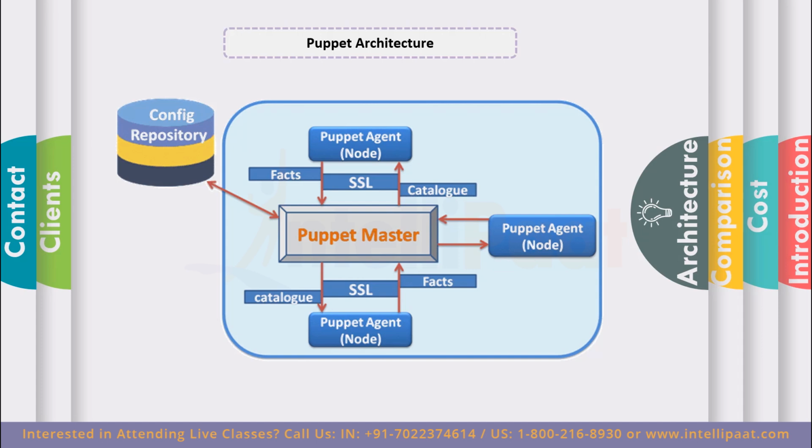Once that is done, a report is sent back to the Puppet Master, and this report can be taken and viewed by you. That's why it is said that the reporting capabilities in Puppet are really good. Once the catalog goes, it sends back a report which you can take up and use. So this is the Puppet and the Chef architecture.